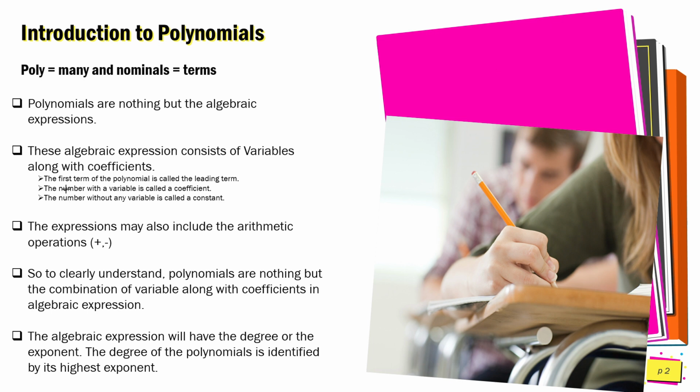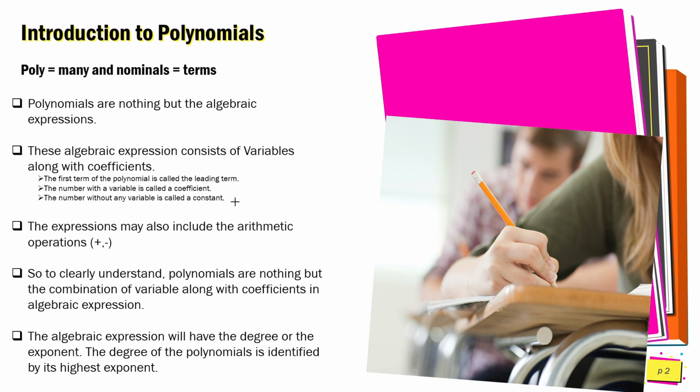So that we will see in the lectures. The first term of the polynomial is called the leading term. This is nothing but your leading term, the first term. And the number of variable is called the coefficient. So here the x square coefficient is what? It is your x. The number without any variable is called a constant. Now here there is no x or y or z, right? So no variable is there, so that's why this is called your constant.